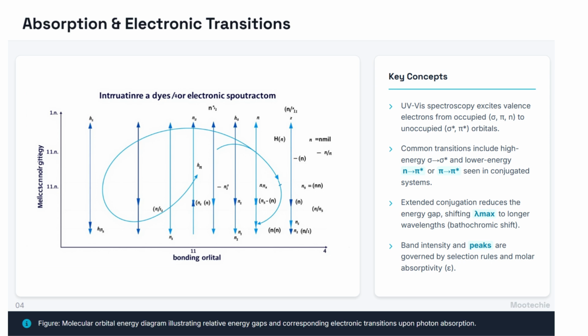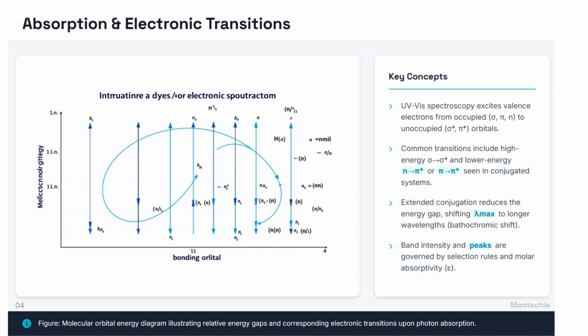UV-vis spectroscopy excites valence electrons from occupied orbitals like sigma, pi, or n orbitals to unoccupied sigma star or pi star orbitals. Common transitions include the high-energy sigma to pi star transition and the lower-energy n to pi star or pi to pi star transitions seen in conjugated systems.